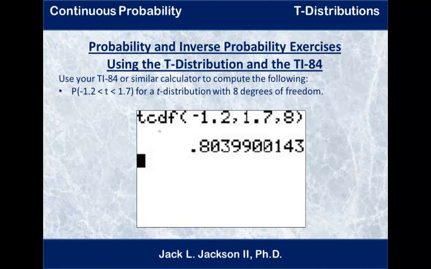Remember, we use CDFs to compute probabilities. Really, the only reason we ever use the PDF is if we want to see the graph of the PDF or we want to see the probability as a shaded area. Then we would use the PDF. But in practice, if you're just needing numbers, all you really ever need is the CDF. So that's what we're going to be looking at the most. So you do TCDF from left, negative 1.2, comma, right, 1.7, comma, degrees of freedom, 8. And there we go. So the probability we're looking for is about 0.80399.